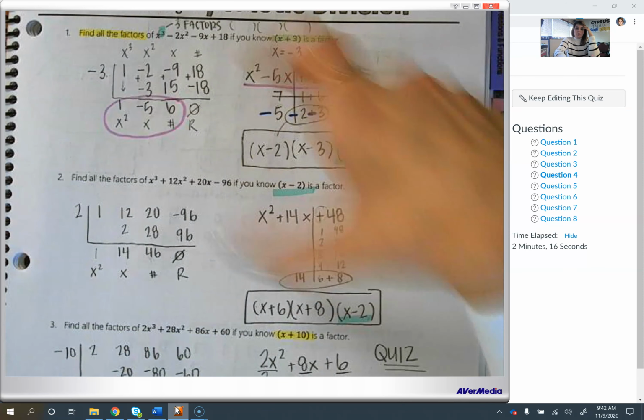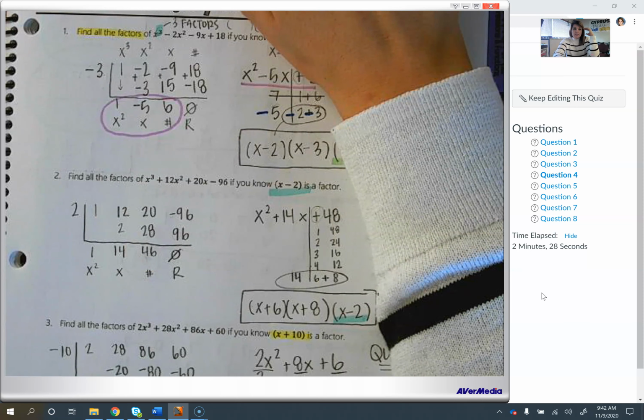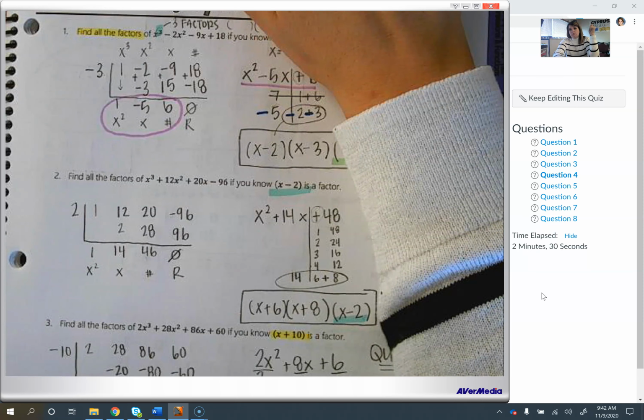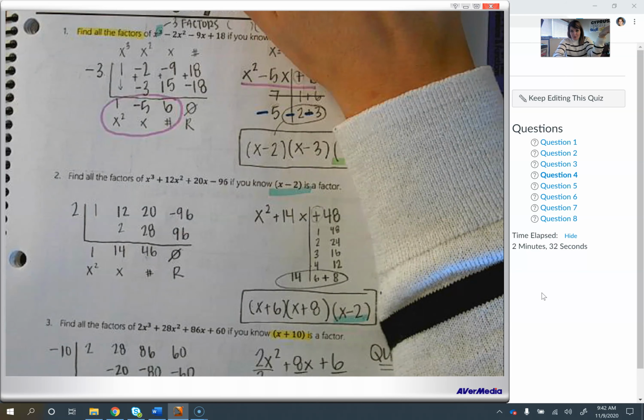Hopefully you're seeing the advantage, or the reason why I'm suggesting you do this in your notebook while you do it. Write it in your notebook as you do the problem.